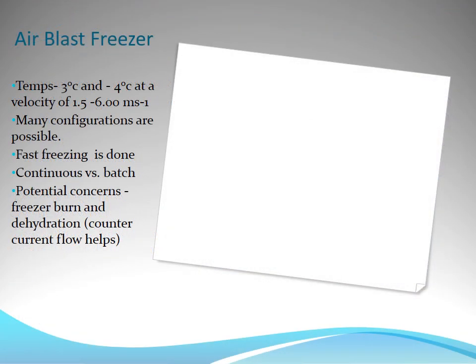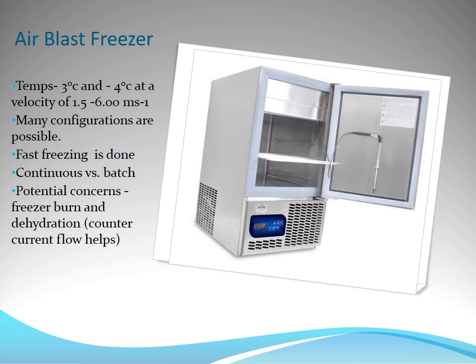Next one is air blast freezing, and this is a diagram of an air blast freezer machine. This refers to vigorous circulation of cold air to freeze the product. Freezing is done by placing the foodstuff on trays or on a bed, which is then passed slowly through an insulated tunnel containing cold air. The air temperature is approximately -3 to -4 at a velocity of 1.5 to 6 meters per second. Many configurations are possible, such as fast freezing, continuous versus batch.